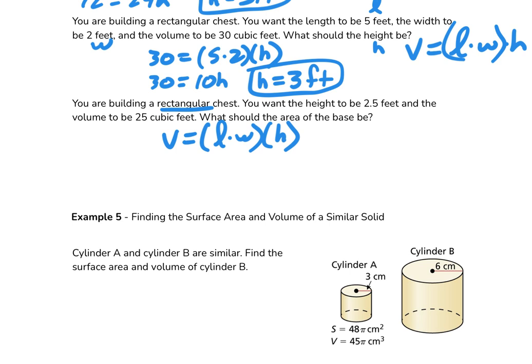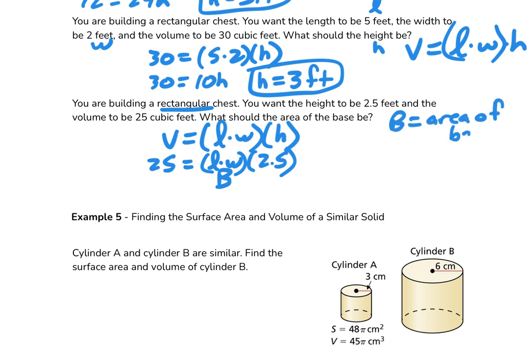volume equals length times width, which is my big B, times the height. They tell us the volume is 25. We don't know the length or the width, but we know the height is 2.5. Okay? What you got to remember here is length times width is also what we call big B. Big B is the area of the base. And that's what it's asking me to find right here. We're looking for big B. So all I got to do here is take 25 divided by 2.5.